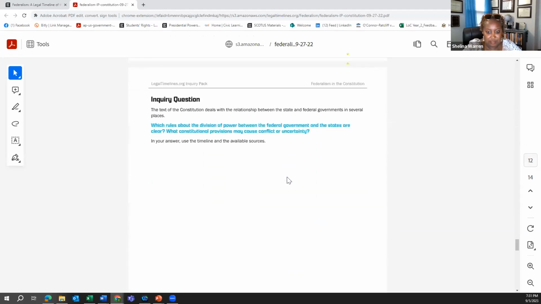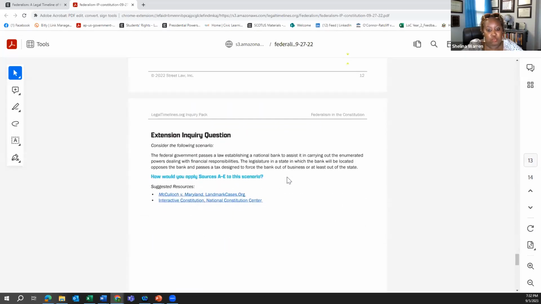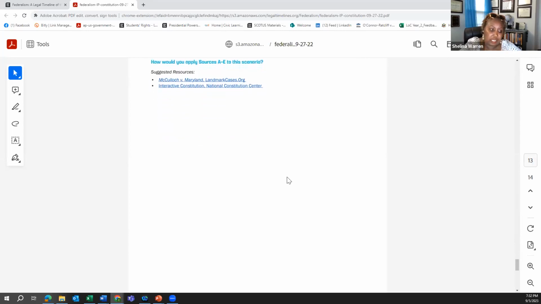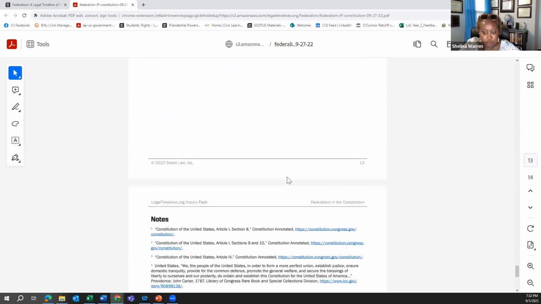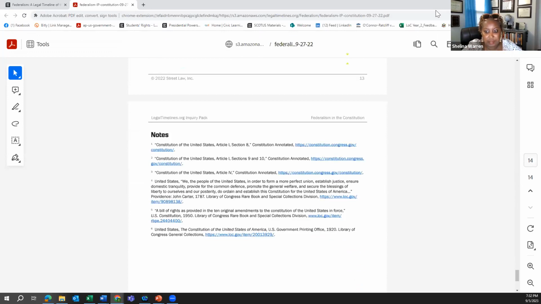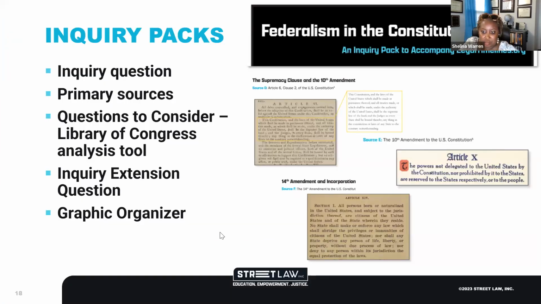You can see that as Kathy is scrolling through the pack. But since we are featuring this inquiry pack, if we can go back to the slide, Kathy, you'll see the Supremacy Clause, the 10th Amendment, and the 14th Amendment and incorporation. In observing, what do you notice about these three sources? What questions might you have about these sources? Let's take a minute and use the chat and give us your response. What do you notice about these three sources? Or what questions do you have?